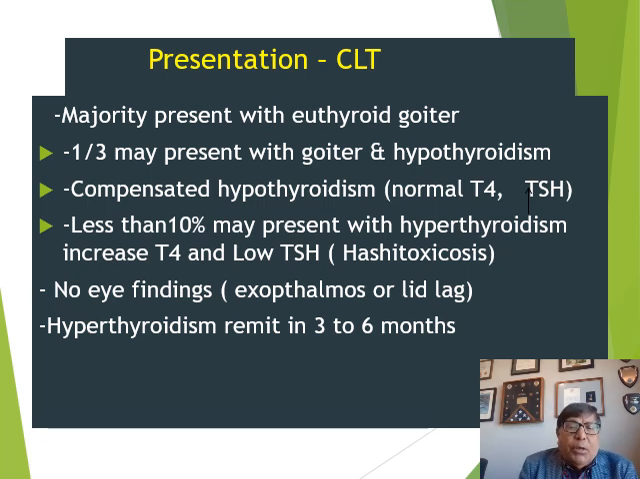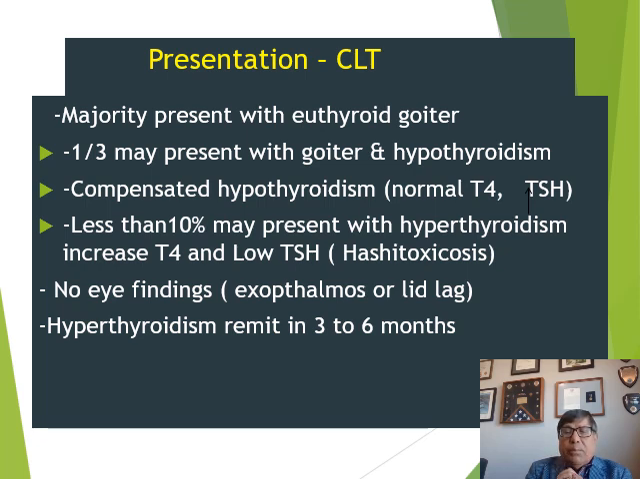So the majority of patients with lymphocytic thyroiditis present with goiter but no hypothyroidism. This we call euthyroid goiter. About 30% may present with goiter with hypothyroidism, and some of them will present with compensated hypothyroidism. That means they still have a normal T4 but an elevated TSH.